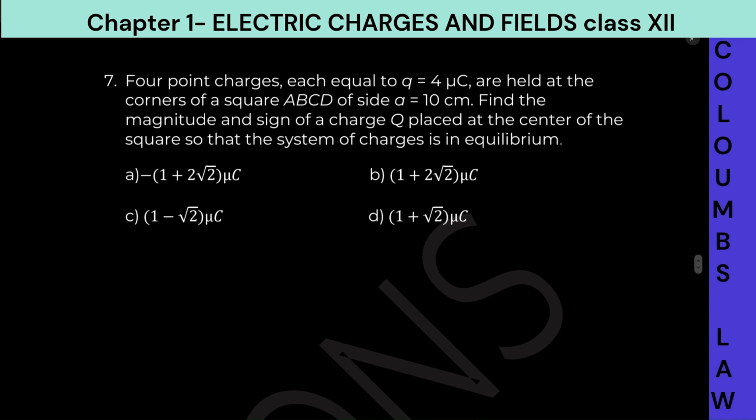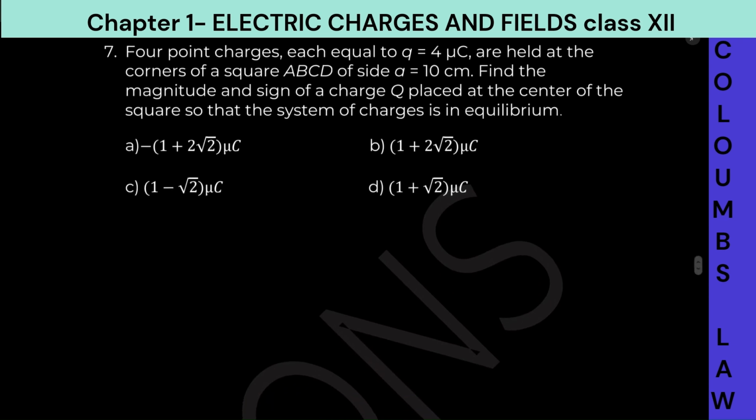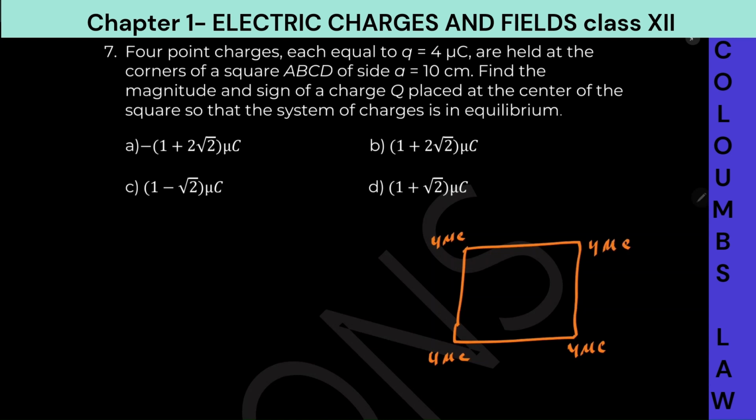So question number 7 says four point charges each equal to Q equal to 4 microcoulombs are held at the corners of a square. So let's draw a square over here. So this is our square, and at the corners of this square, let me place 4 microcoulomb, 4 microcoulomb, 4 microcoulomb, and 4 microcoulomb over here, and each side is 10 centimeter as per the question.